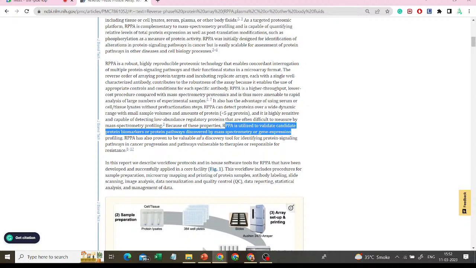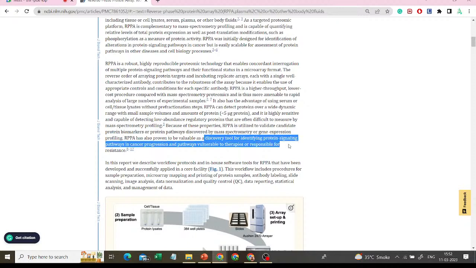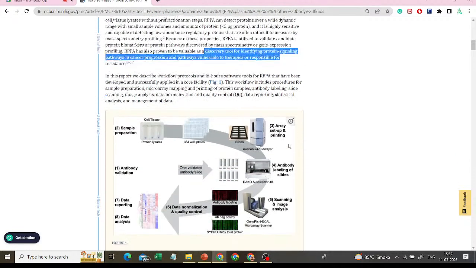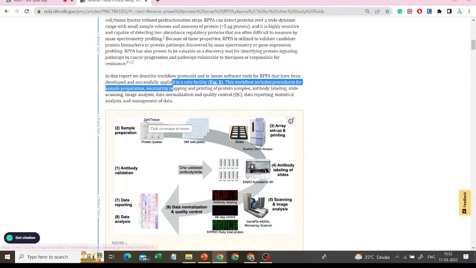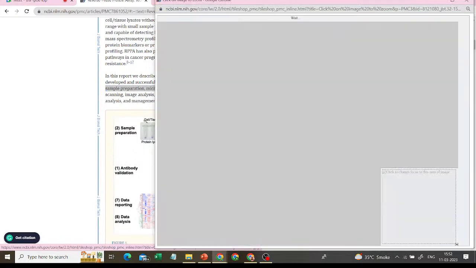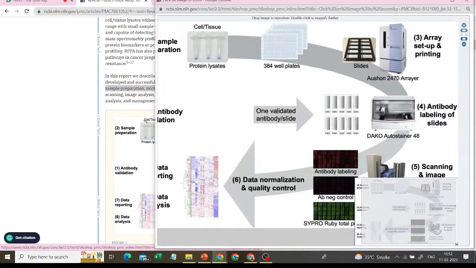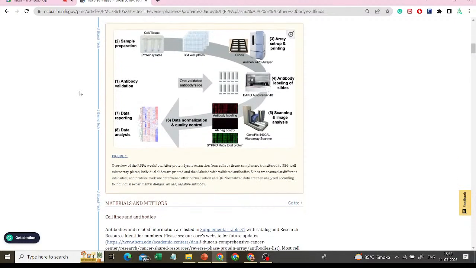RPPA is proven to be valuable as a discovery tool for identifying protein signaling pathways in cancer progression and pathways and regulatory therapies responsible for resistance. So you can see in this protocol and in-house RPPA workflow that they have supplied. Here is the sample preparation: you would require the cell or tissue lysates in well-placed slides, array setup and printing, antibody labeling of slides, one validated antibody per slide, and then scanning and the images.